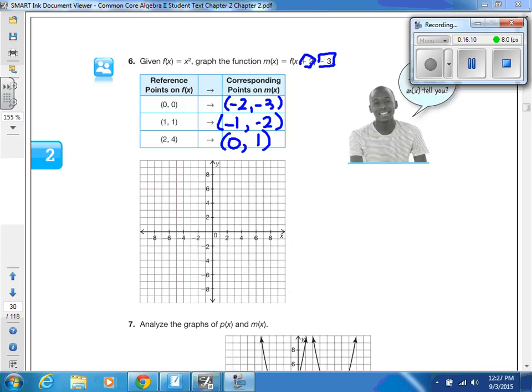The vertex is still going to be at -2, -3. That's still the vertex. It didn't change being the vertex, it just changed where it was. And it still has an axis of symmetry going through it. And then I have a point at -1, -2. It's got a mirror image over here. 0, 1. It's got a mirror over here. There's my parabola. If you can get it down.